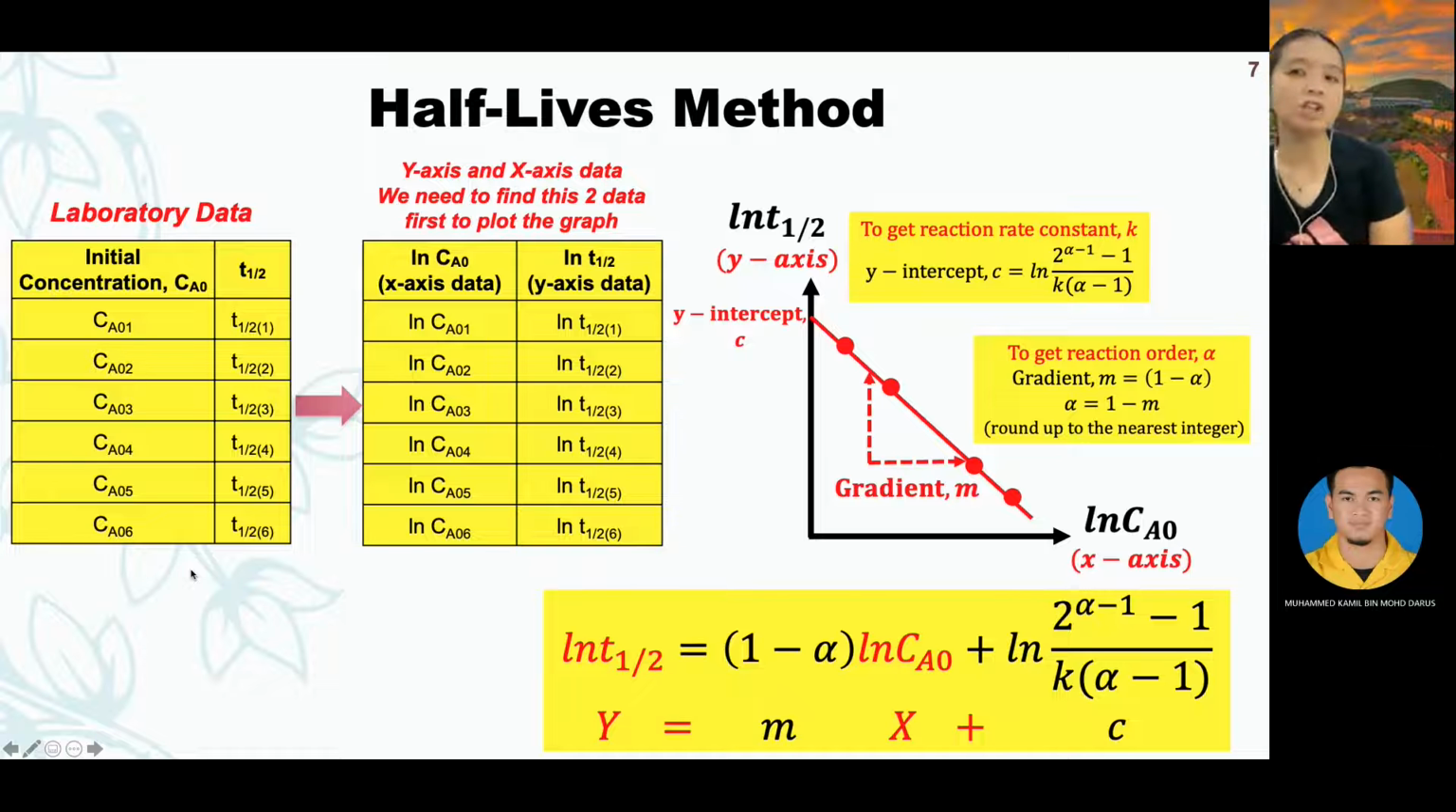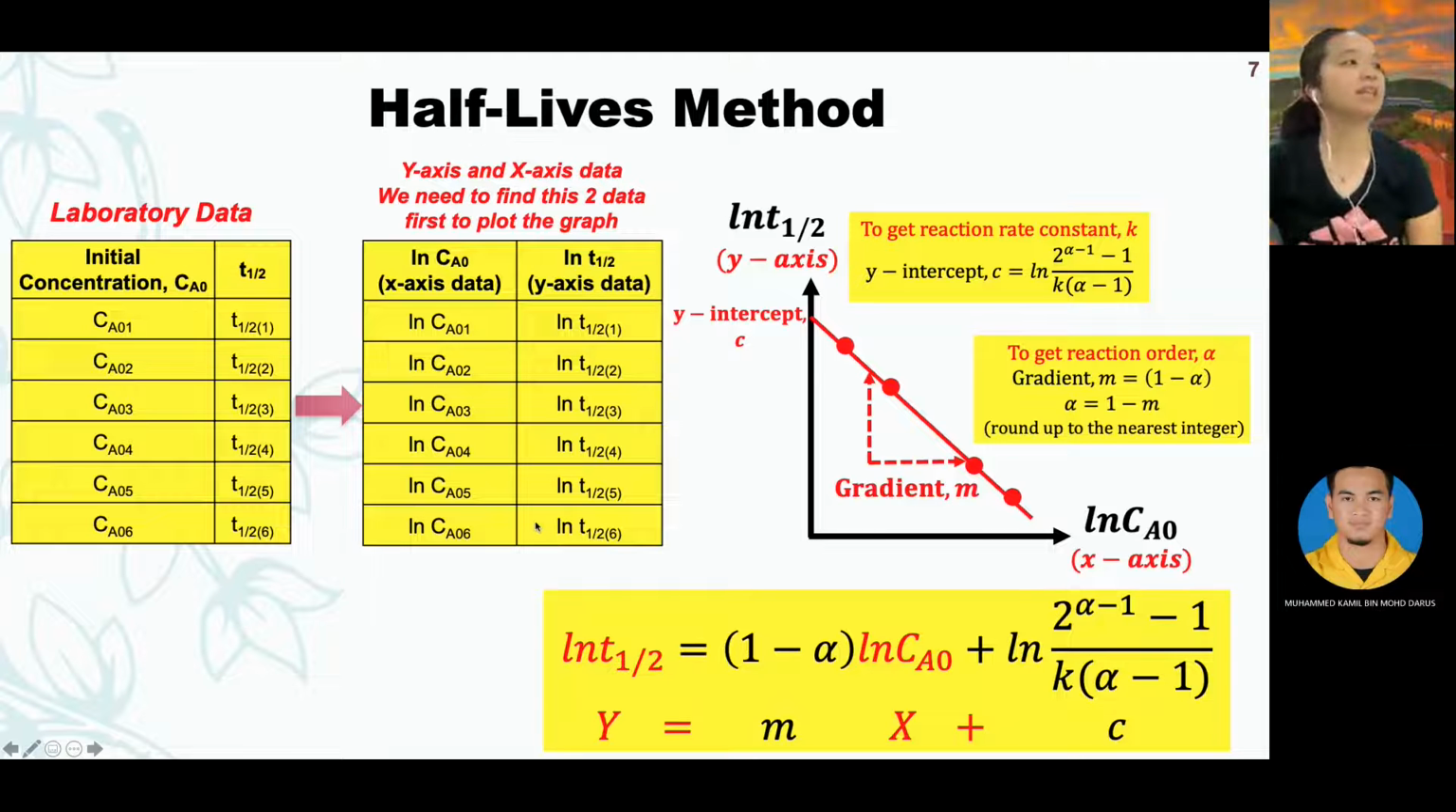Because my equation requires data in the form of ln T half, ln CA0. So I take the ln of my experimental data. So CA0, say it was 5 molar, so ln 5. Say T half is 10 minutes, so ln 10. Let's say the second run, CA0 is 8 molar, so I take ln 8. Let's say the time required is 20 minutes, so ln 20 for the T half. So I now have the experimental data. I already have the data for the graph.